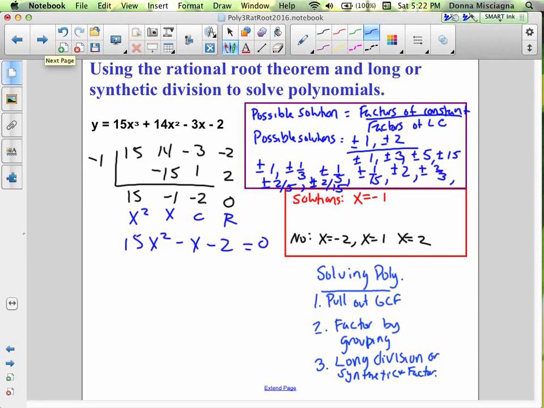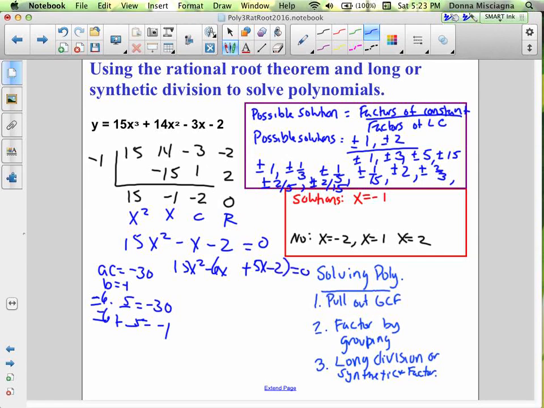All right, so a times c is 15 times -2, which is -30, and b is -1, right? So two numbers that multiply to give us -30 and add to give us -1. Well, that must be -6 and +5. So we have 15x squared minus 6x, and then plus 5x minus 2.